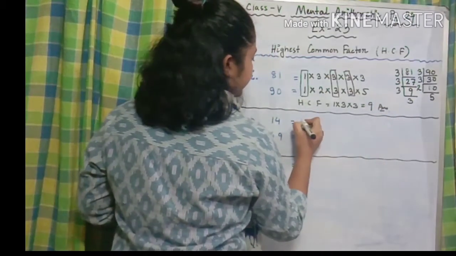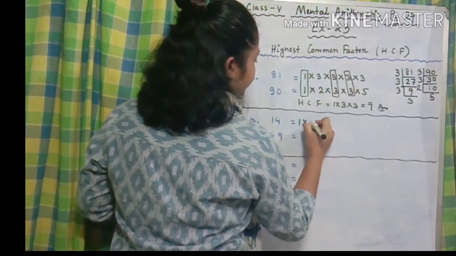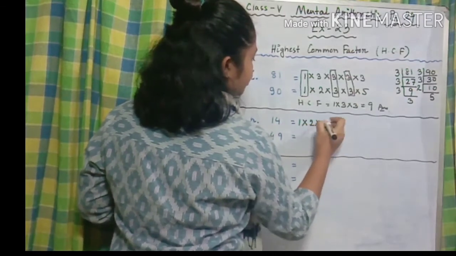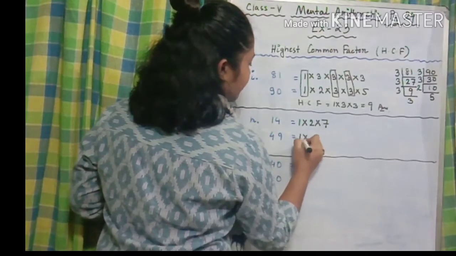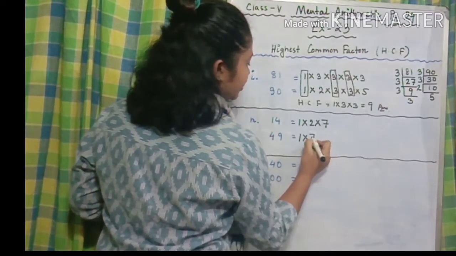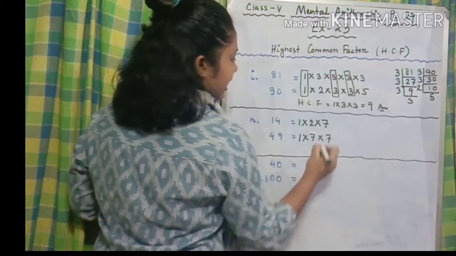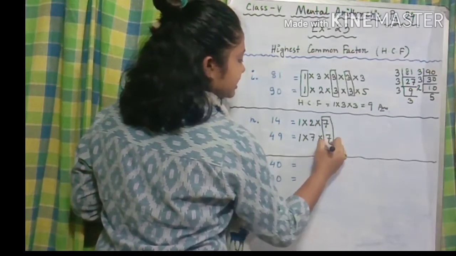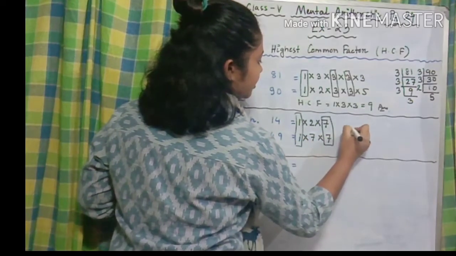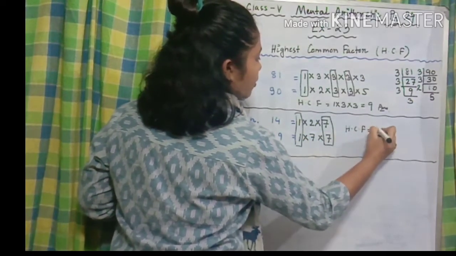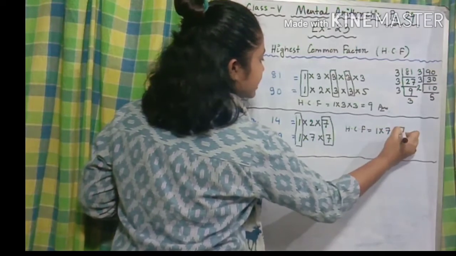For 14, 1 into 2 into 7. And in case of 49, there is 1 into 7 into 7. And here the common ones are 7 and 1. So here HCF will be 1 into 7, that is 7 itself.